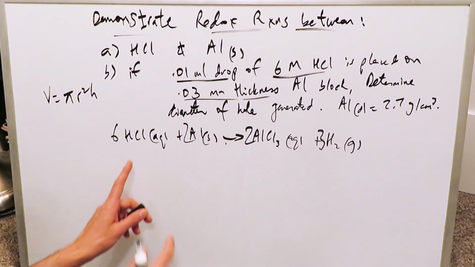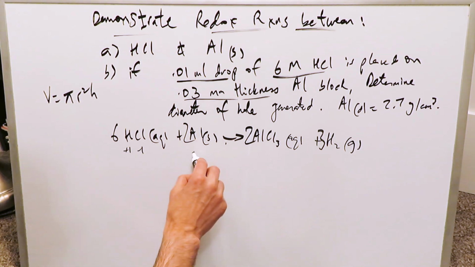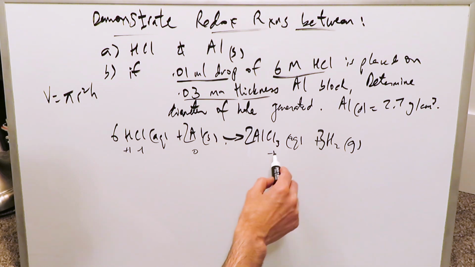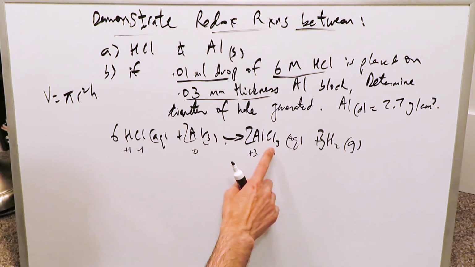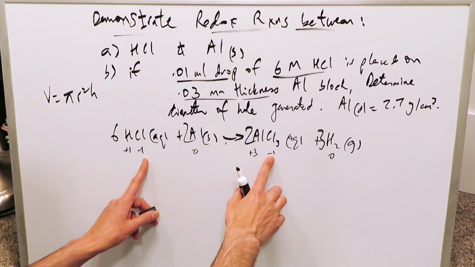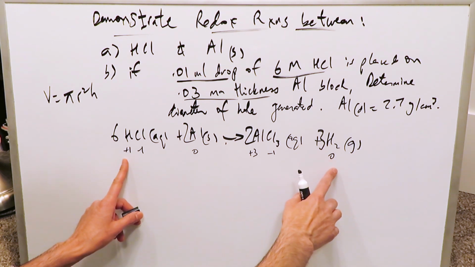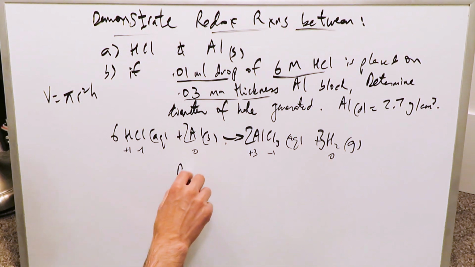You can look at everything here with regards to oxidation states. This will always be +1, -1. This here is 0. These are individually -1. Aluminum will be +3 because it's counteracting 3 -1s from chlorine. This will be 0. Oxidation state of chlorine doesn't change, but aluminum changes. It is oxidized. Hydrogen changes. It is reduced.